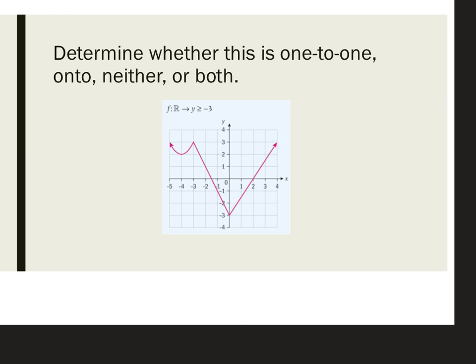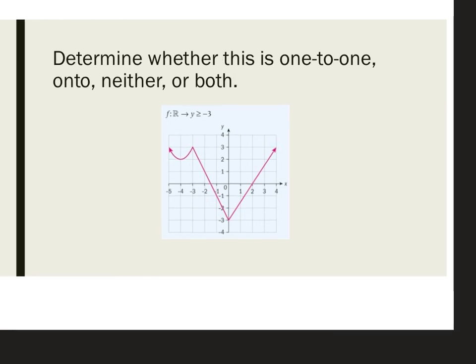This one, I want all real numbers to map onto y values that are greater than -3. Looking at this graph, it looks like -3 is the smallest y value, and they do keep going forever. So it is not 1 to 1 because of this, but it is onto. This one is onto.